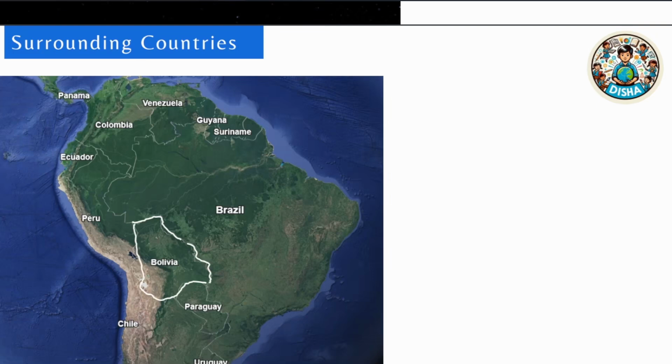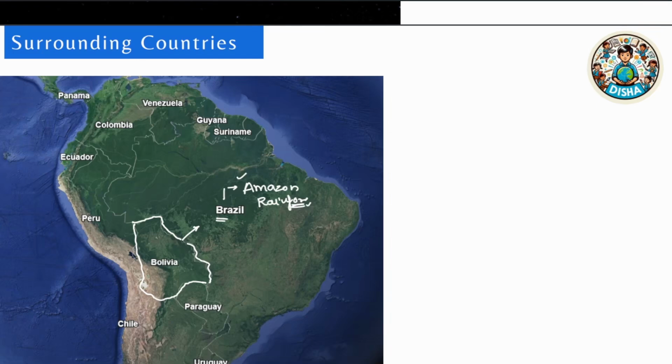So this is Bolivia here. On the eastern side as well as the northeast side, we see a big country, the biggest country of the Southern Americas, Brazil. This country has the Amazon rainforests. This dark green section you can see here is the Amazon rainforest. And one of the major rivers of the world, the Amazon River, flows in this region only.